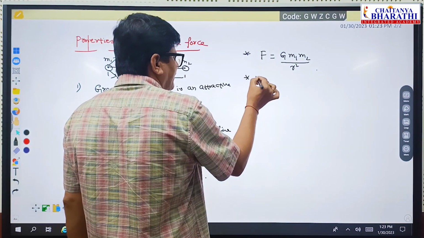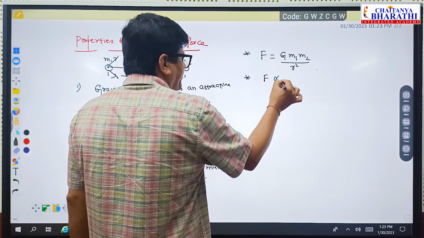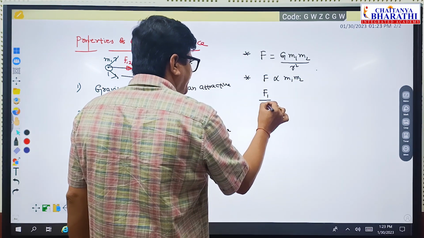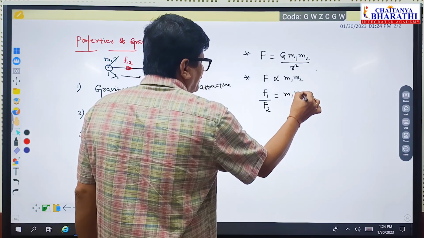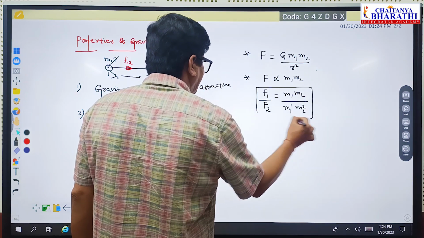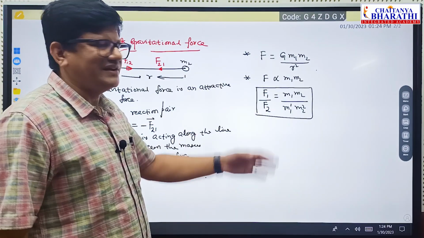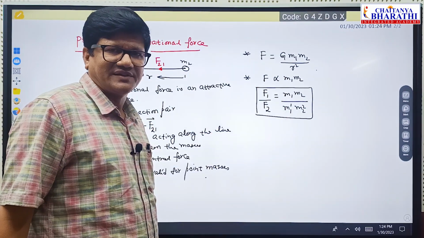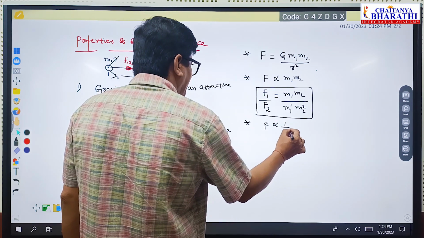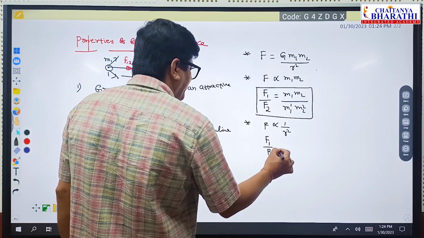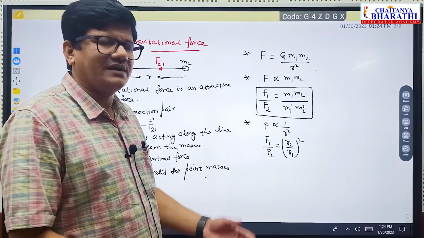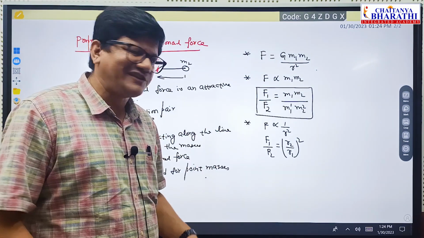Based on this formula, if you develop the relation, force is directly proportional to the product of the masses m1 m2. Means F1 by F2 can be written as m1 m2 by the new masses m1 dash m2 dash. So if the distance of separation between the two bodies remains same, then force is directly proportional to masses. If the masses remain same, force is inversely proportional to r square. This formula we can also use: F1 by F2 is R2 by R1 whole square, if the distance of separation between the bodies changes but the masses remain same.